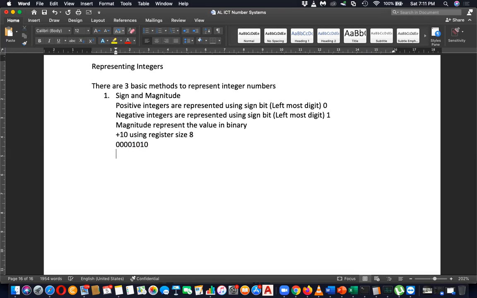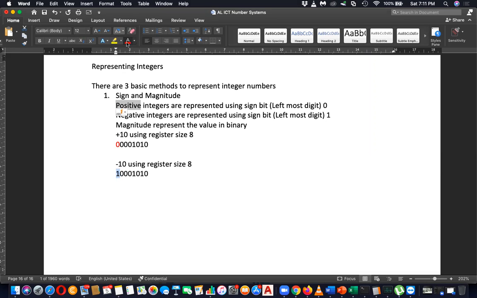And then negative, minus 10 using register size 8 is 1 0 0 0 1 0 1 0. So here the leading 0 says positive, plus, and the leading 1 says negative.